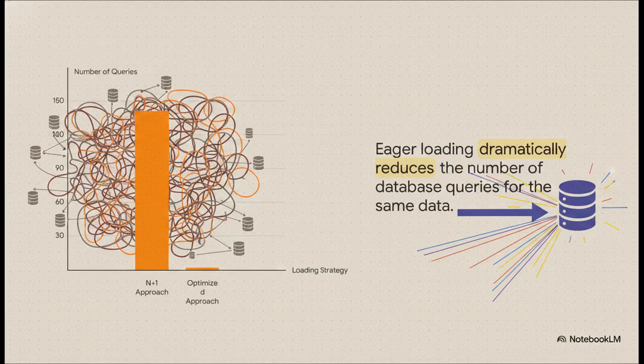And this is the payoff. It's night and day. On the left, our lazy n+1 approach just hammered the database with 101 separate queries. But on the right, our optimized eager loading approach got the exact same data in just 2. I mean, that is a massive reduction in database load and a huge win for your application's speed.